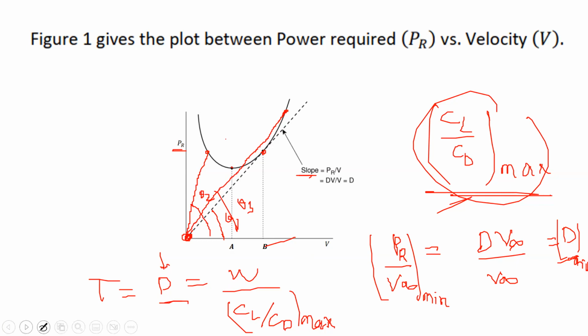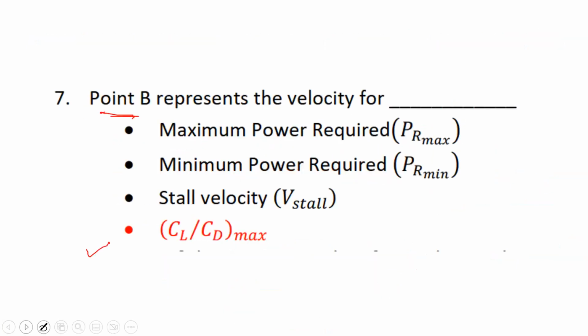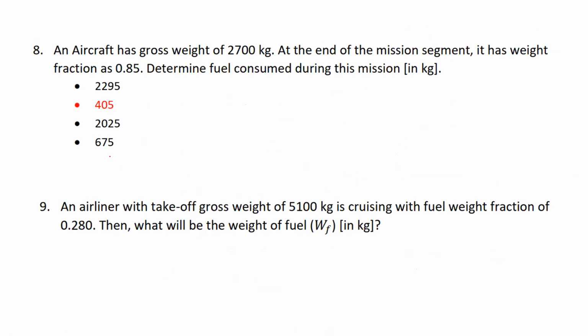All right, looks like everybody understood. 7 is clear. We are on 8. An aircraft has a gross weight of this. At the end of the mission segment, it has weight fraction as 0.85. Determine fuel consumed.